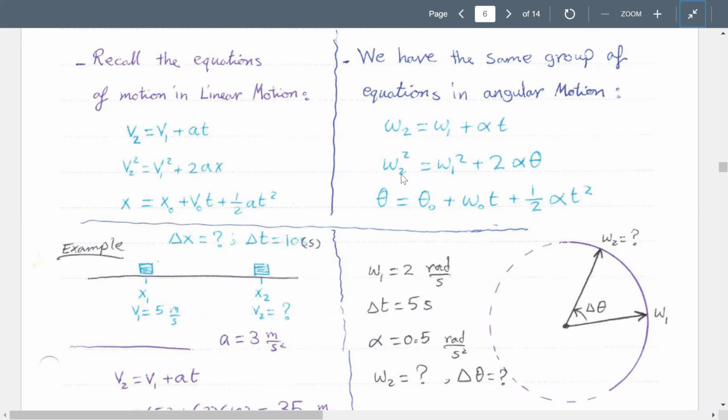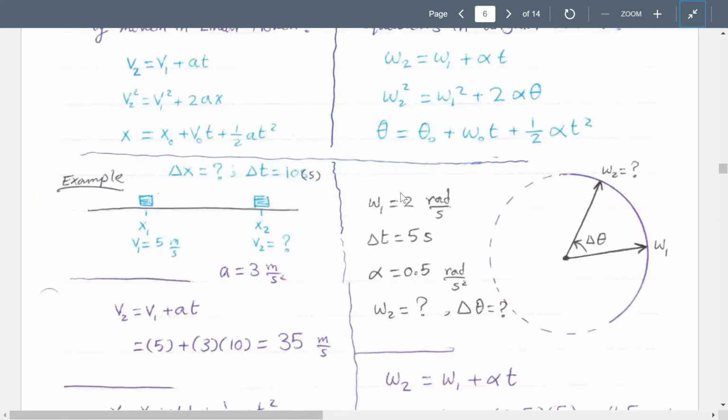We will see later that we have a relation between V and omega. We have omega 2 squared equal to omega 1 squared plus 2 alpha theta. Theta is x, alpha is the acceleration, the same as in linear motion. The 2 is 2. The time is the same. And also we have theta equal to theta naught plus omega naught t plus half alpha t squared. They are the same as the linear ones, but with theta, omega, and alpha.